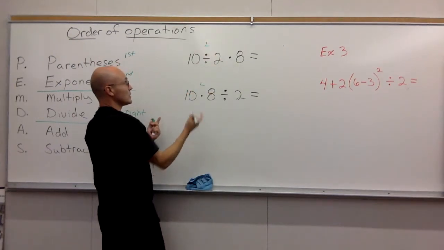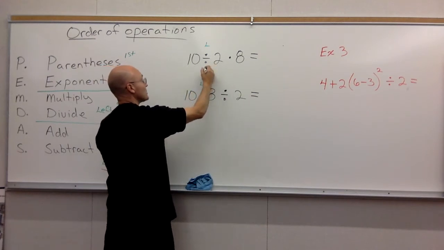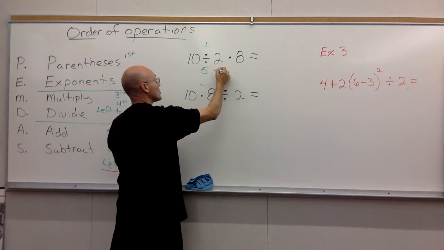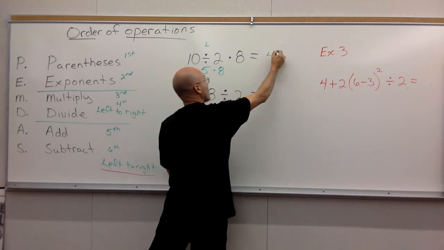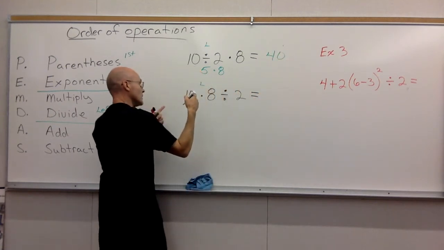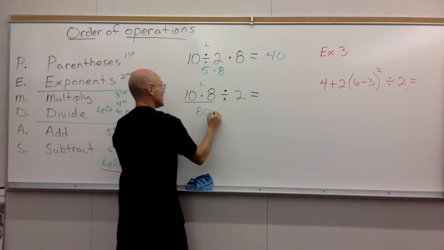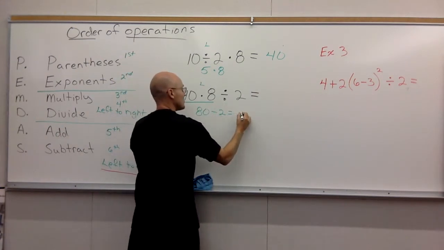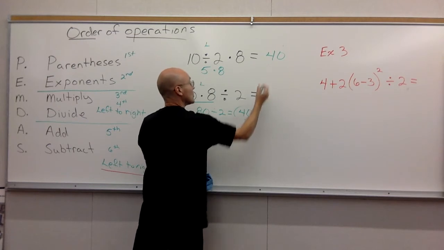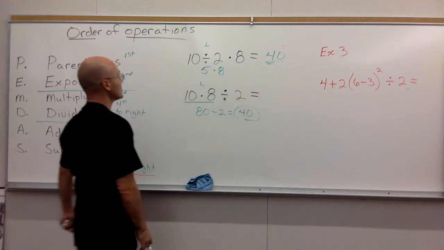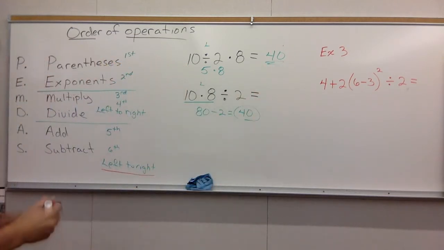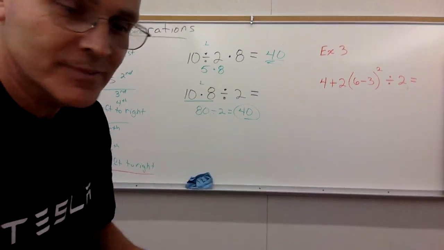So they're done differently. 10 divided by 2 happens to be 5. And then you can multiply by 8 and get 40. Which is different than this math problem where you multiply first and you get 80, and 80 divided by 2, which happens to be 40. So notice, the same answer. That doesn't help. Time out.